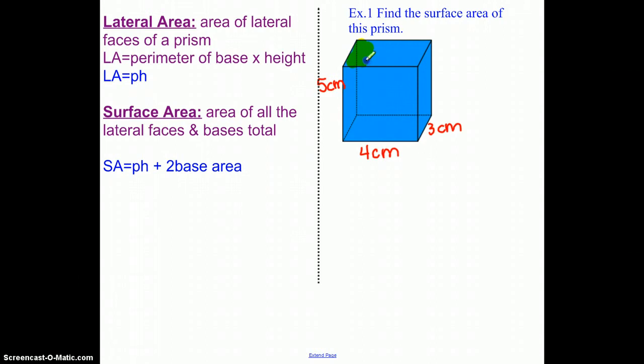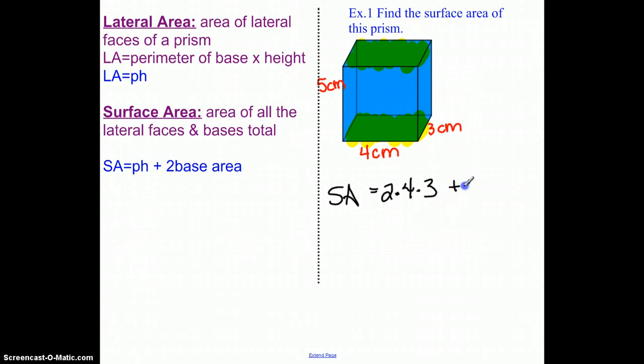So if I look over here, I'm just going to grab a yellow so you can see this. I'm going to choose these two as my bases. It really helps me when I mark them. If you don't want to, that's fine. I know for me that helps. If I look at these two bases, the bases here would be 4 by 3, and there happen to be two of them. So I would do 2 times 4 times 3. That would give me the area of the bottom and the top.